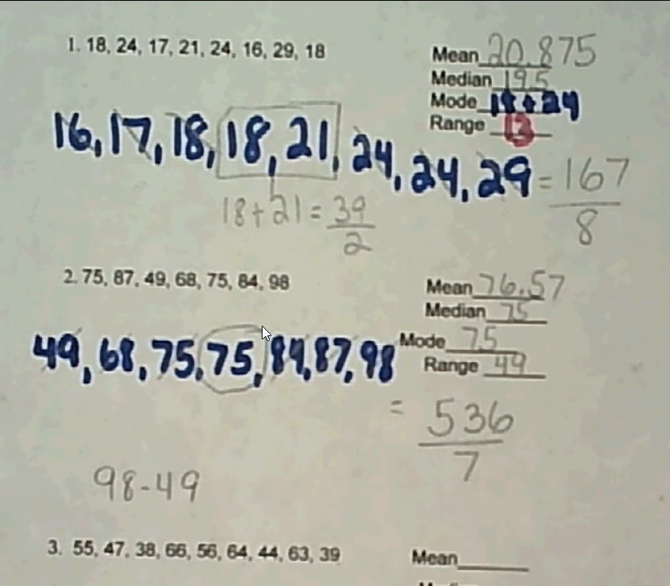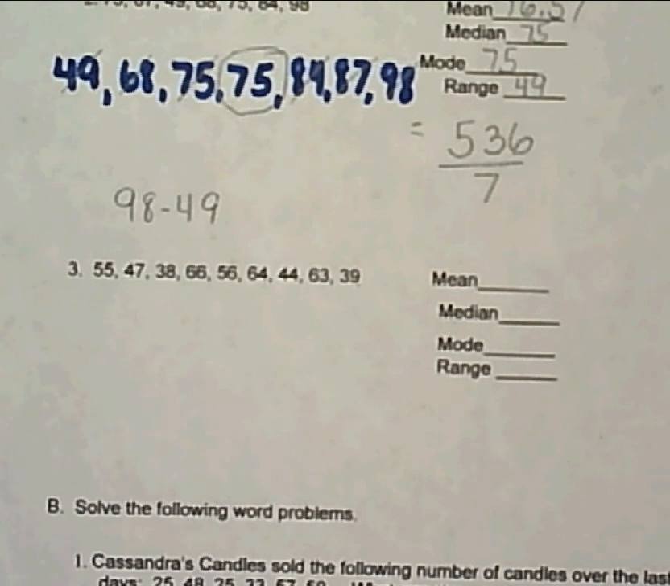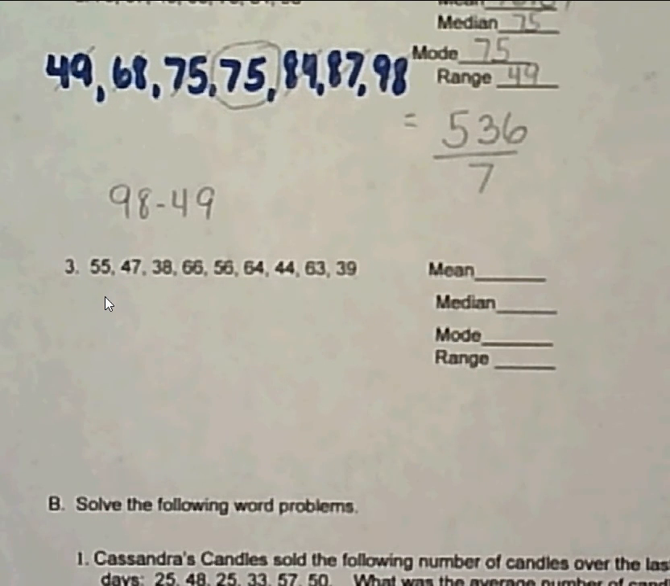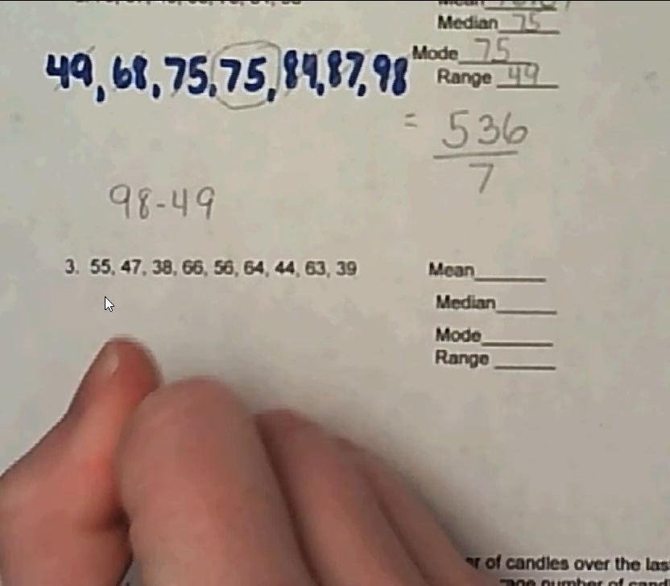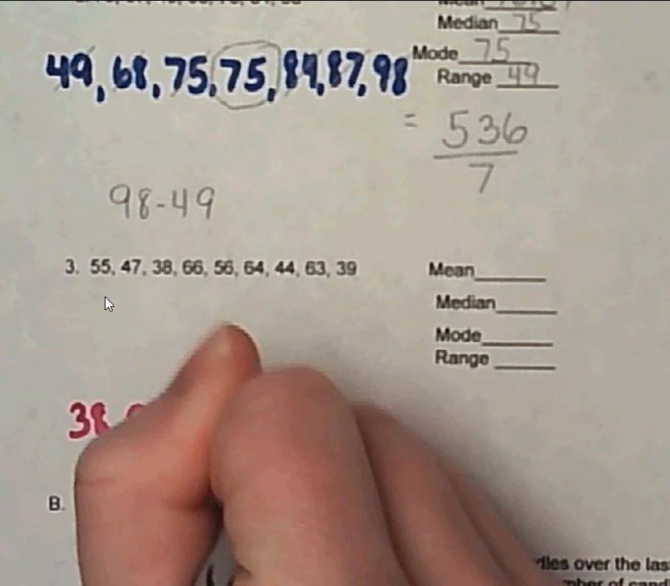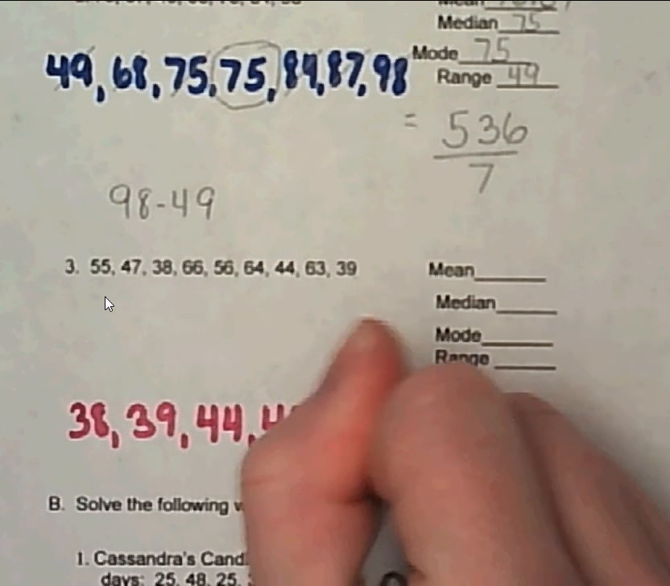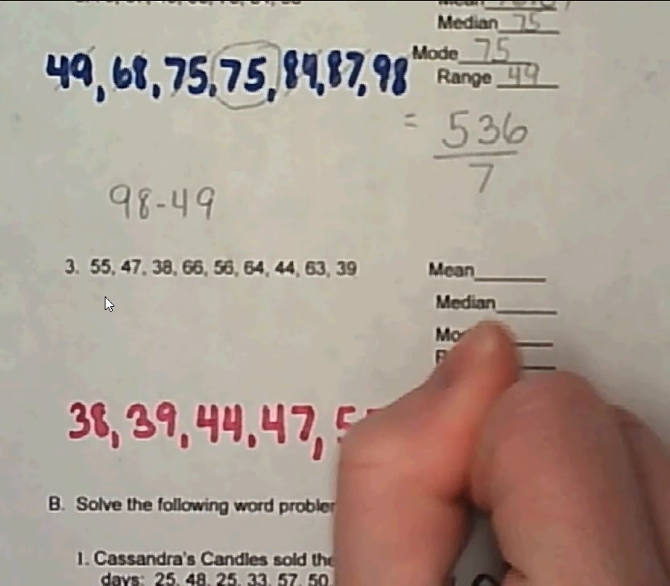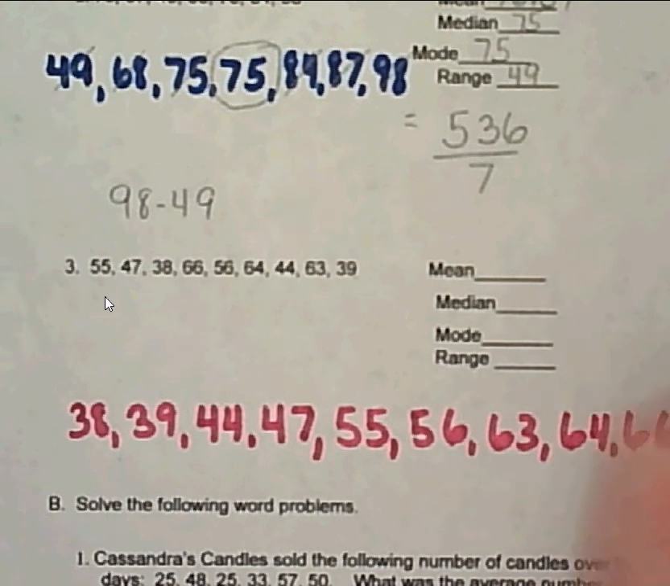Okay, let's try another one. Let's try number 3. We want to order from least to greatest. I'm going to label them here just because there's actually a lot of numbers on this one. So we have 38, 39, 44, 47, 55, 56, 63, 64, and 66.